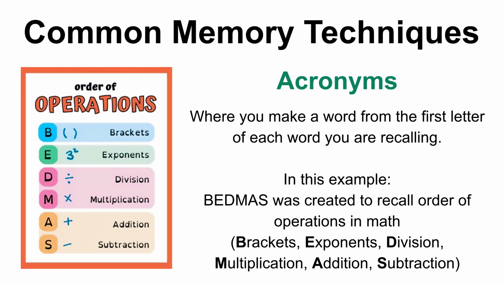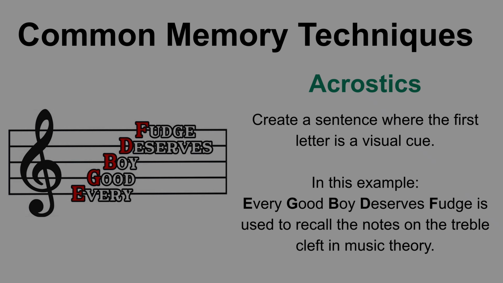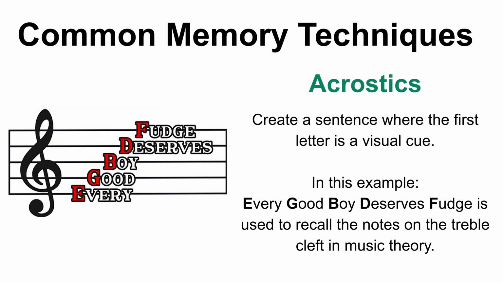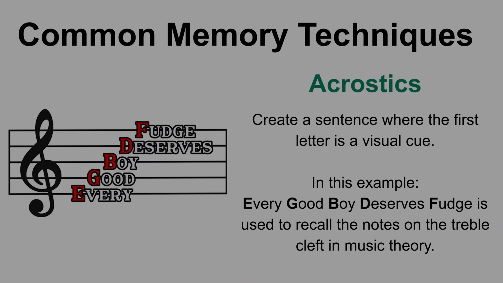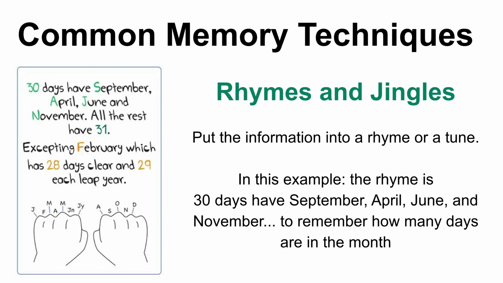Common memory aid techniques. Acronyms, where you make a word from the first letter. An example of this would be BEDMAS for order of operations in math. Acrostics. Create a sentence where the first letter is a visual cue. An example of this would be, "Every good boy deserves fudge," which is used to remember the notes in a scale for music. Rhymes or jingles. Put the information into a rhyme or a tune. An example of this is 30 days hath September, April, June, and November to remember how many days in the month.